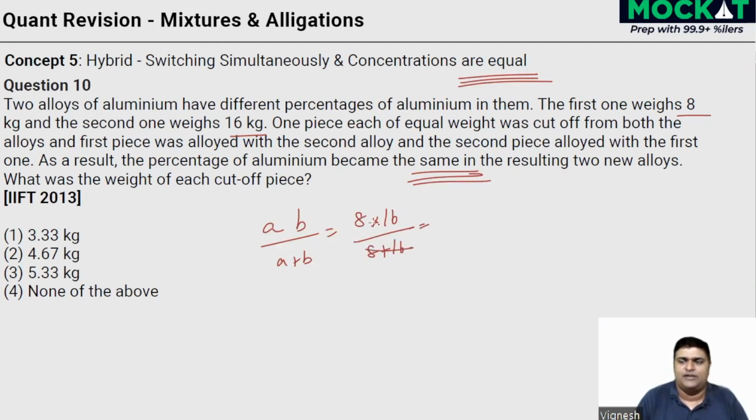8 plus 16 is 24. 24, you divide here and you get a 3. 16 by 3 is 5.33 kg. So it becomes option 3 over here.